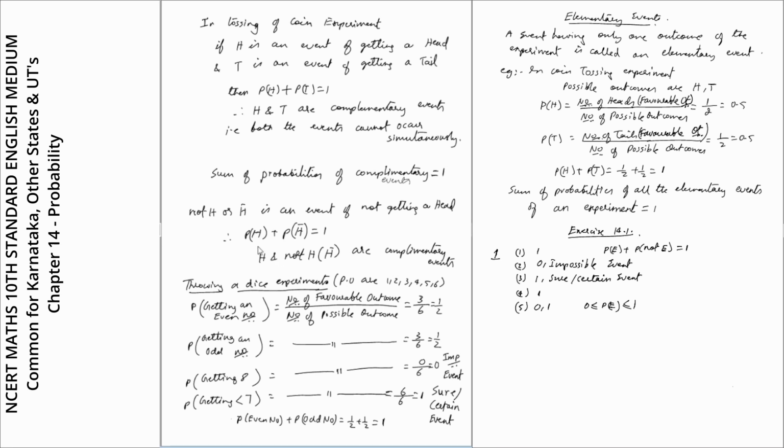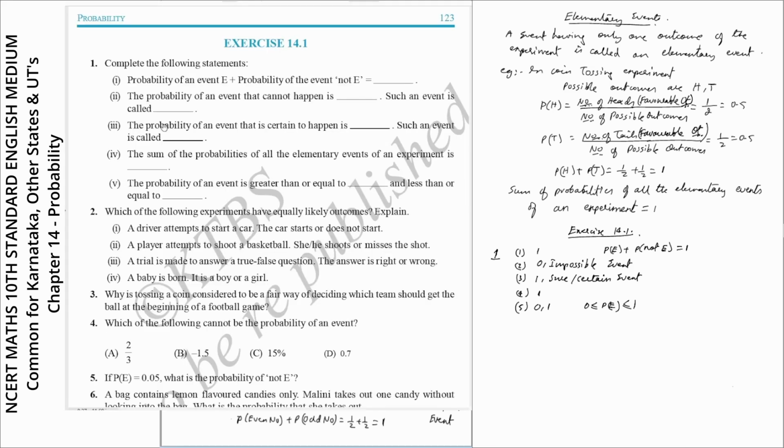If probability of head is represented by P of H and probability of tail is represented by P of T, P of T I can also represent by P of not H. Therefore probability of H plus probability of not H is equal to 1, or in general probability of an event E plus probability of not E is equal to 1. Second sub question, the probability of an event that cannot happen is 0. Such an event is called an impossible event.